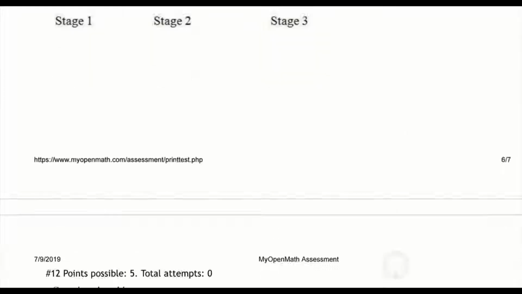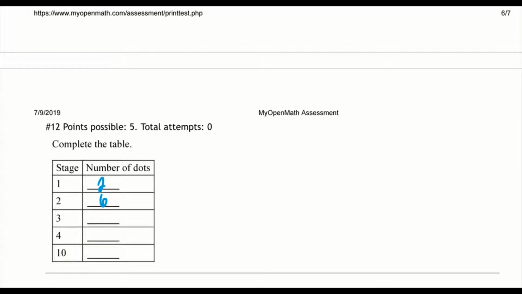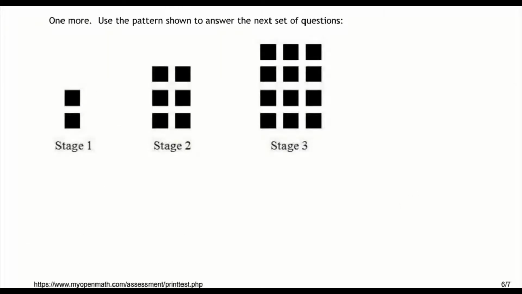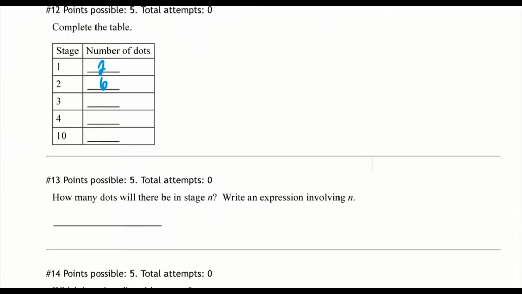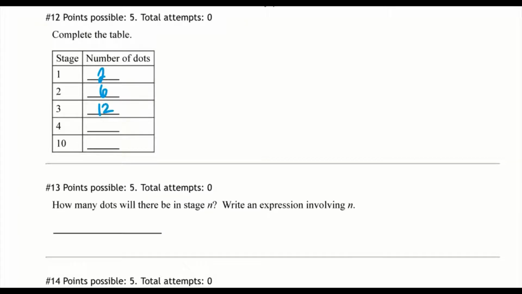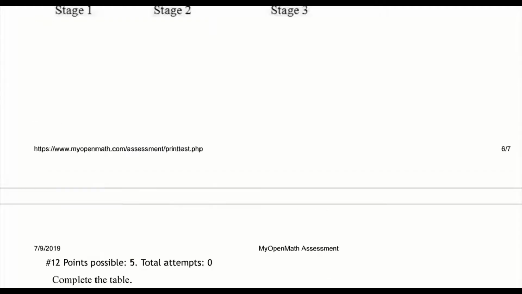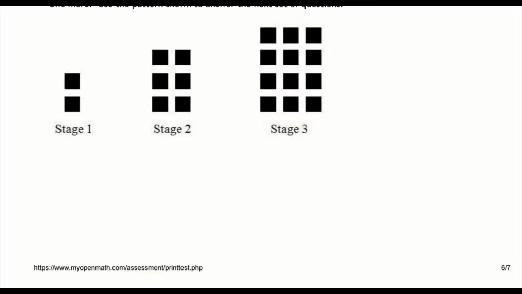So stage 1 we have 2, stage 2 we have 6, stage 3 we have 12. So this time there's a difference of 4, a difference of 6. So the next difference is going to be 8. There's a couple of ways I know that. 1, I might be able to see the pattern. 2, I might actually draw it out. So draw stage 4 out.